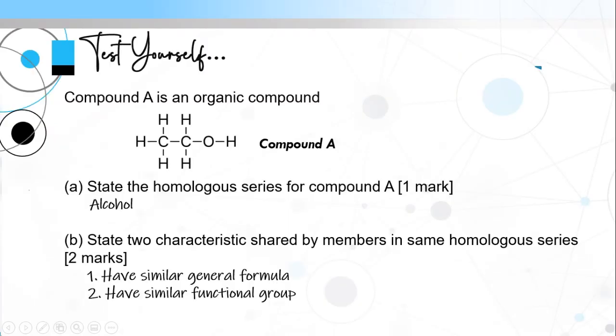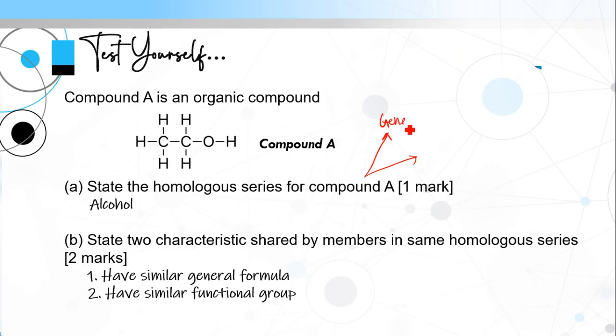All right, I hope you managed to answer the question. Let's look at the answer together and discuss it. Here, state the homologous series for compound A. The answer is alcohol. How do I get the answer? Basically, you can get the answer using 2 methods.